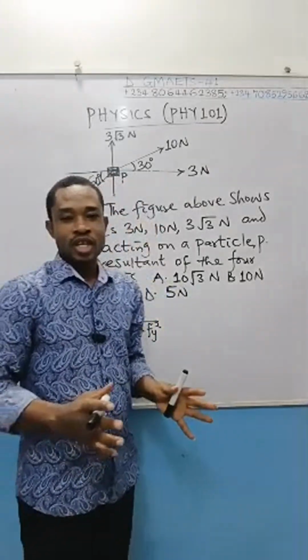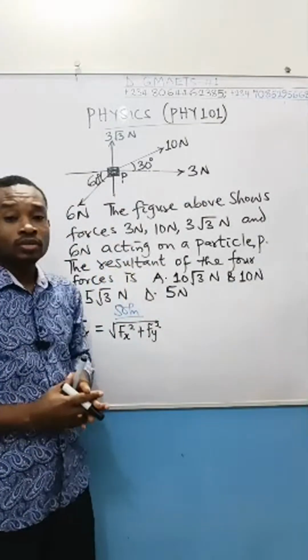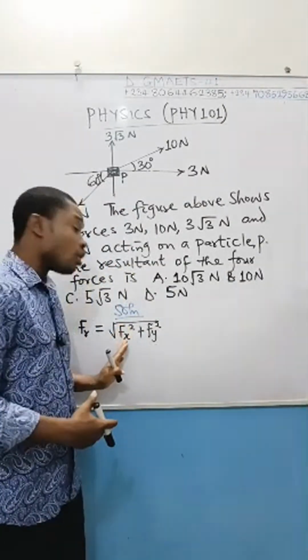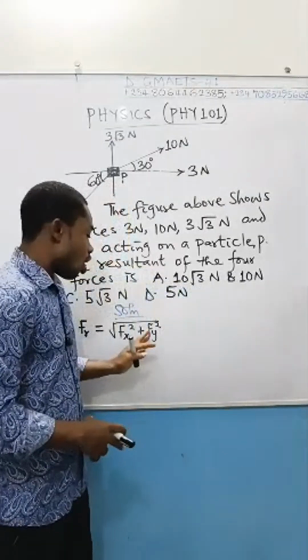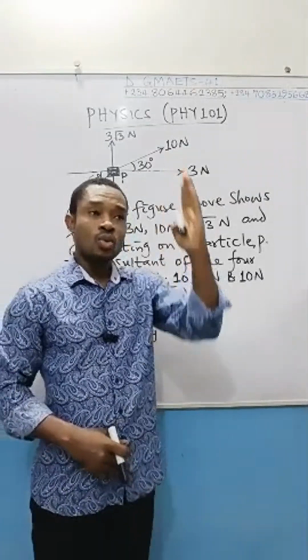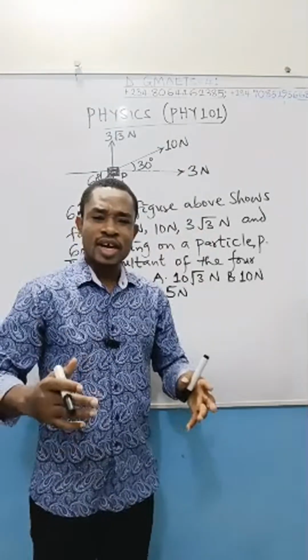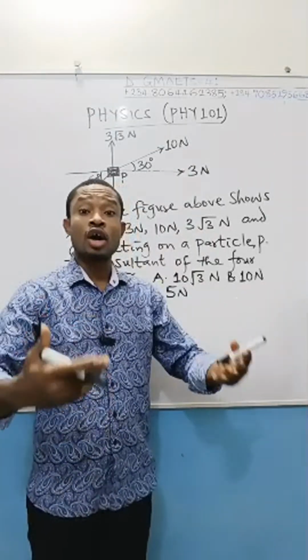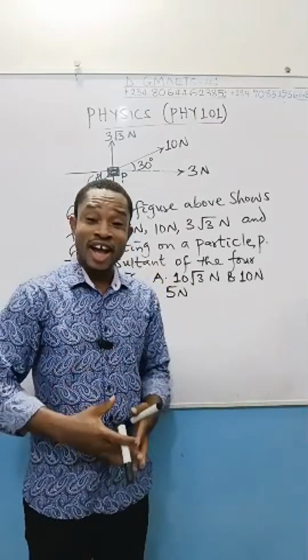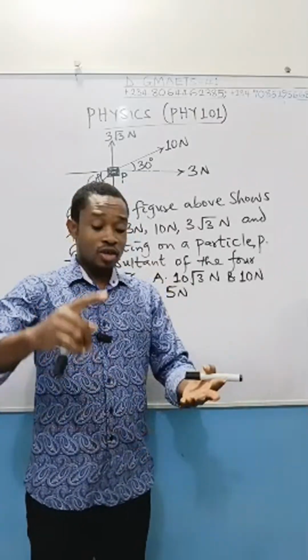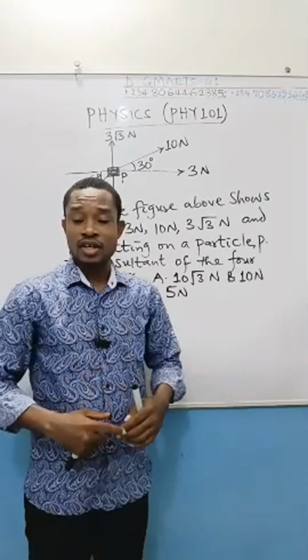So to get our resultant now, we need to know all the forces acting along the x-axis. We need to know all the forces acting along the y-axis. And this is where the knowledge of vector resolution comes in. And whenever you are dealing with vector resolution, you make use of angles, because there we make use of sine theta and cos theta.